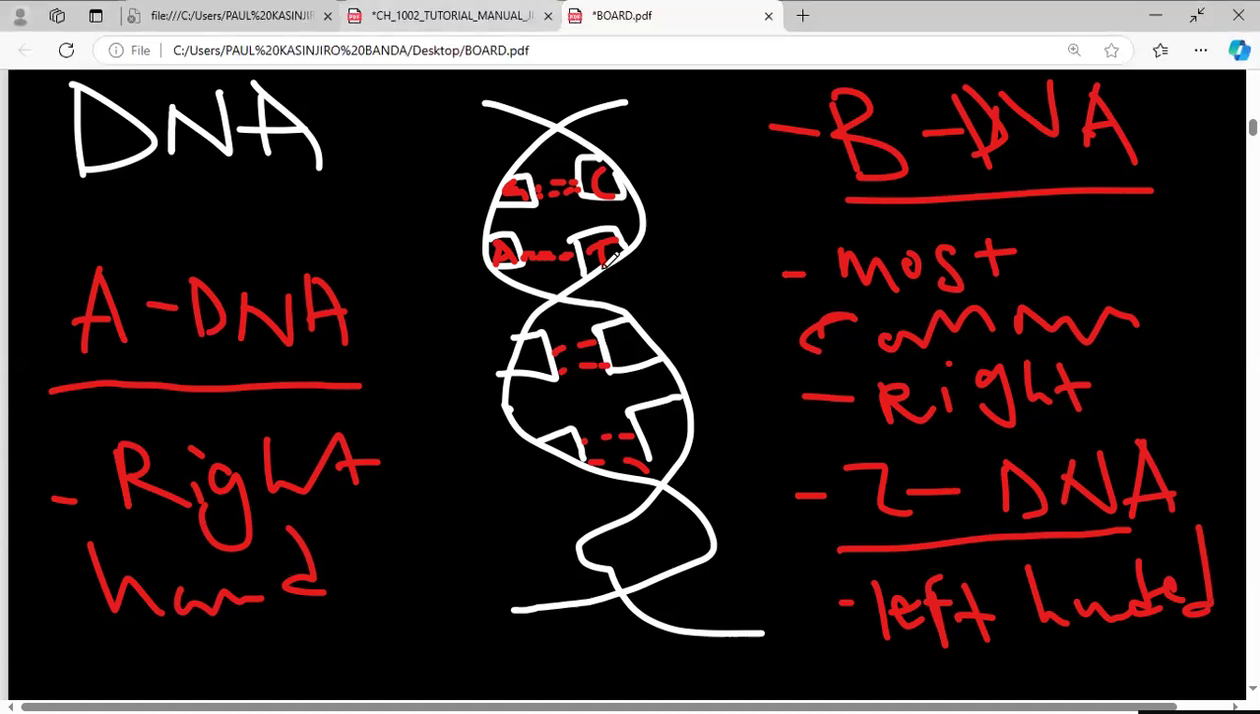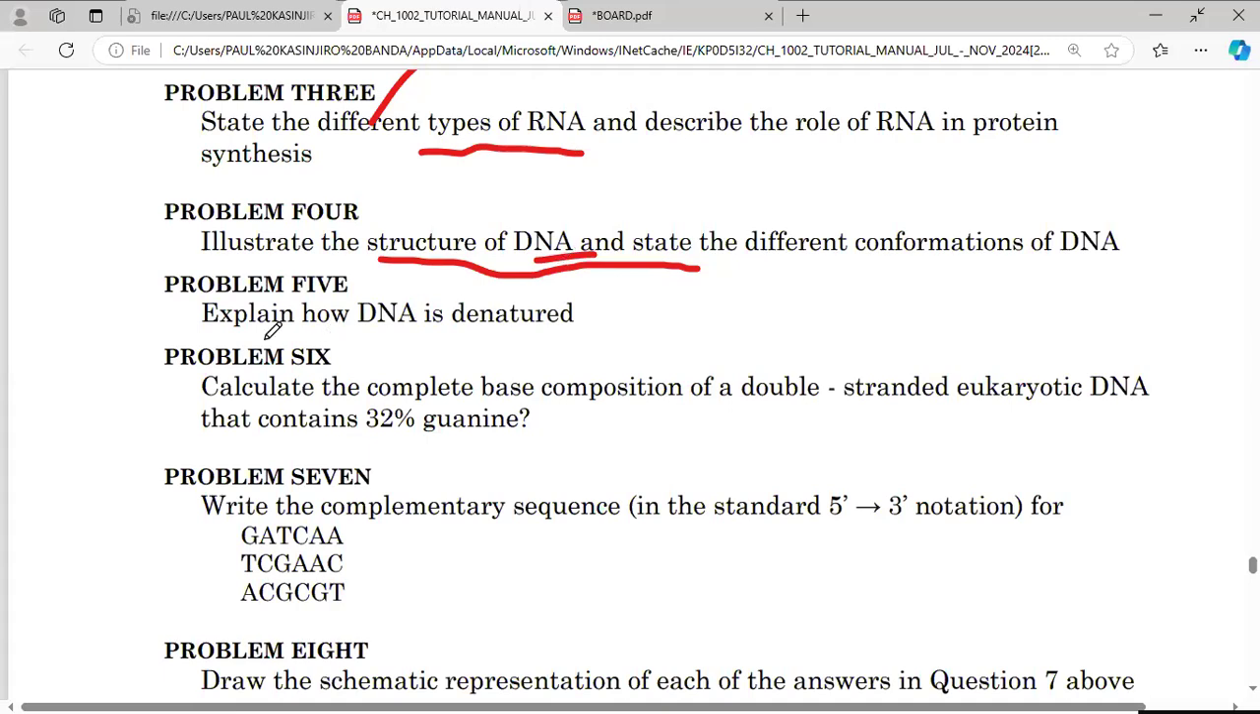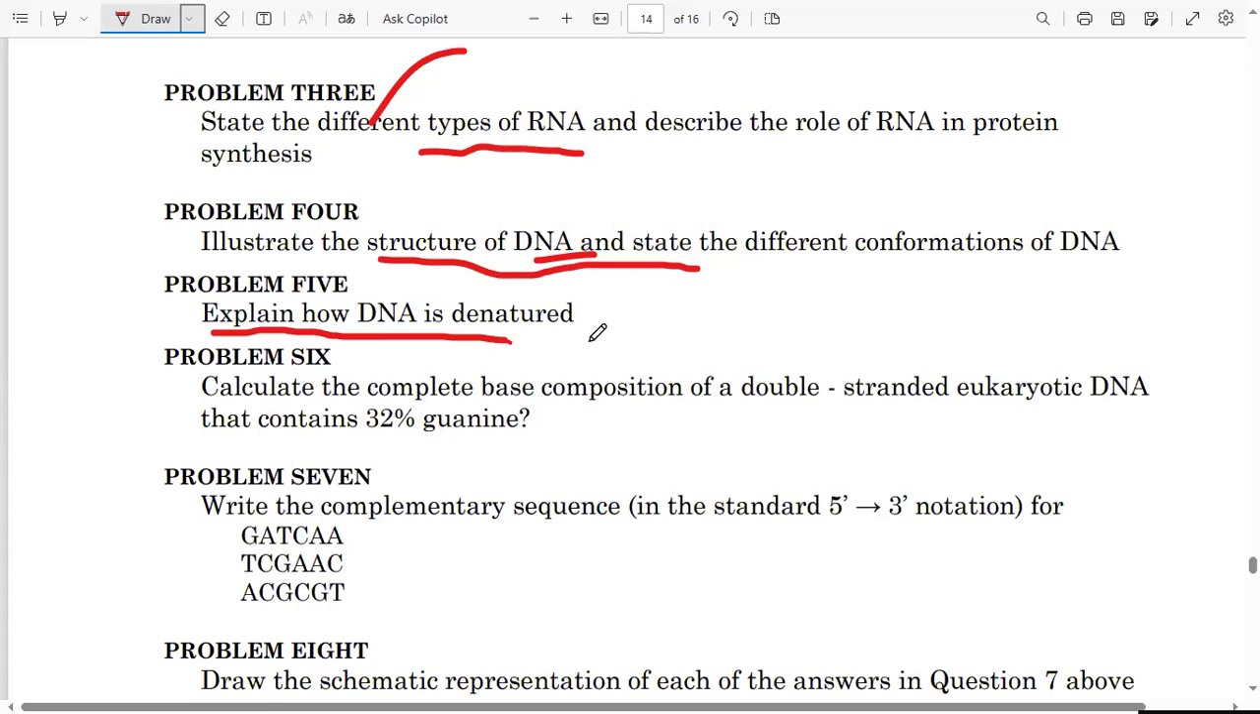And then question number 5 is about denaturation, which is just the breakdown of this DNA. They are saying explain how the DNA is denatured. So how is the DNA destroyed? In general, DNA denaturation is also known as DNA melting. It's the process by which the double-stranded structure of the DNA unwinds, because the hydrogen bonds that hold the base pairs together are no longer strong enough to hold it together.